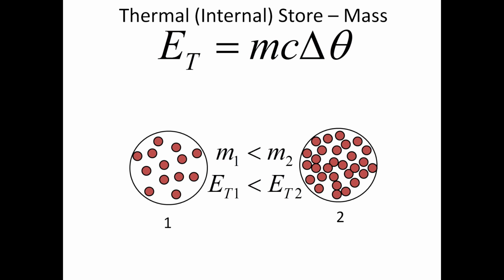You can also consider a sparkler and a bucket of water. The sparkler may be burning at 5,000 degrees, and the bucket of water may only be around 20 degrees. However, there's more energy in the thermal store of that bucket of water because there is significantly more mass than in the sparkler.